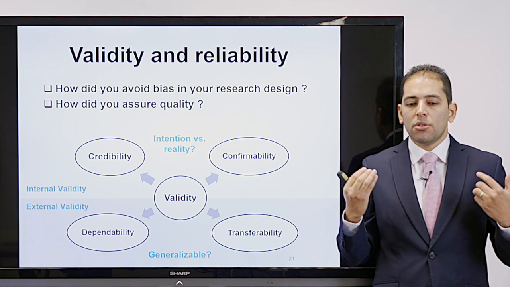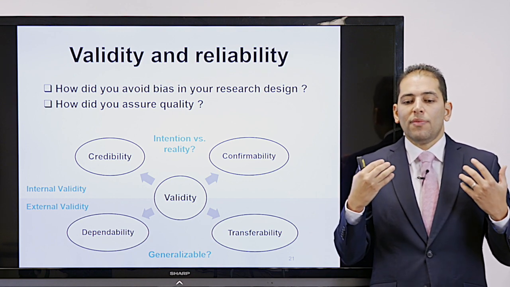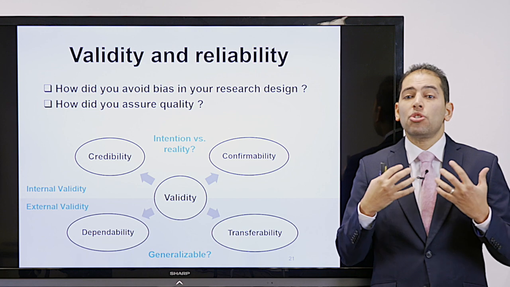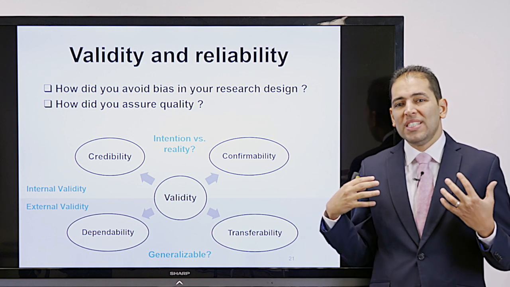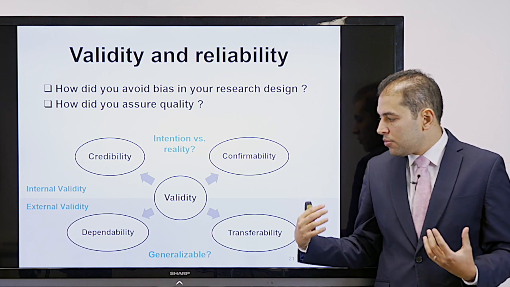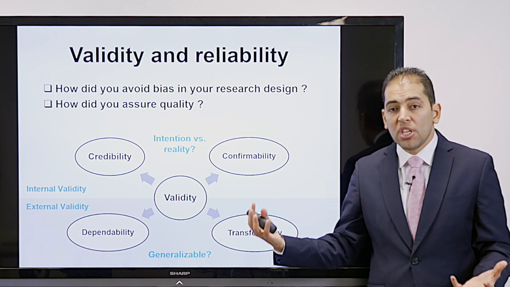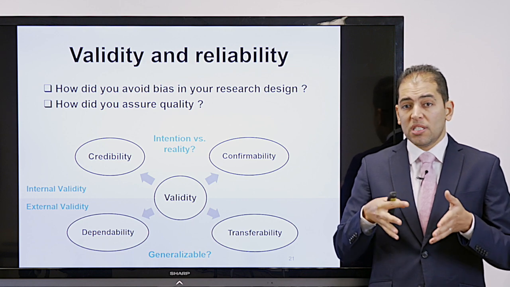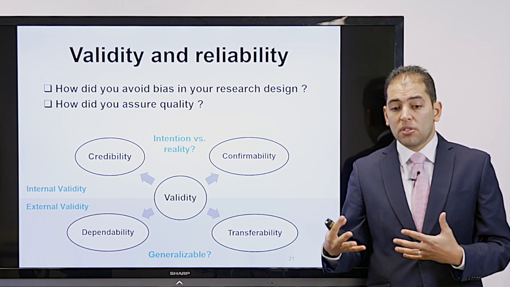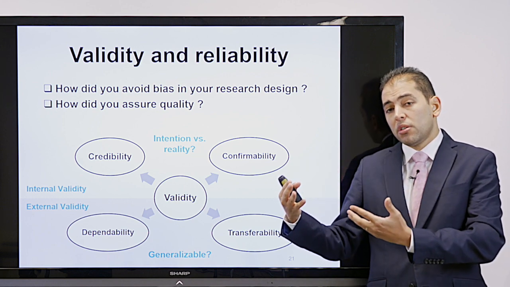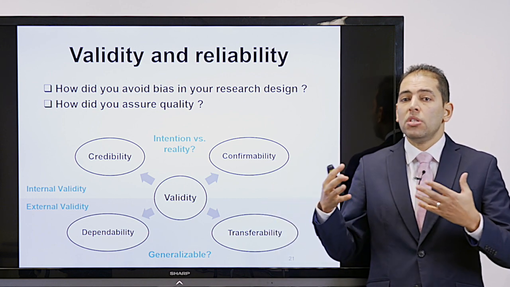your work, how your work is reliable, how you avoided bias, how you assured quality in your work, what the credibility of your work is, what the intention of your work was, whether you confirmed your work, whether your work can be generalized or is local, whether it is subjective or objective, if you are doing qualitative or quantitative research. Can we transfer your work to other fields and domains, or can we not transfer it?